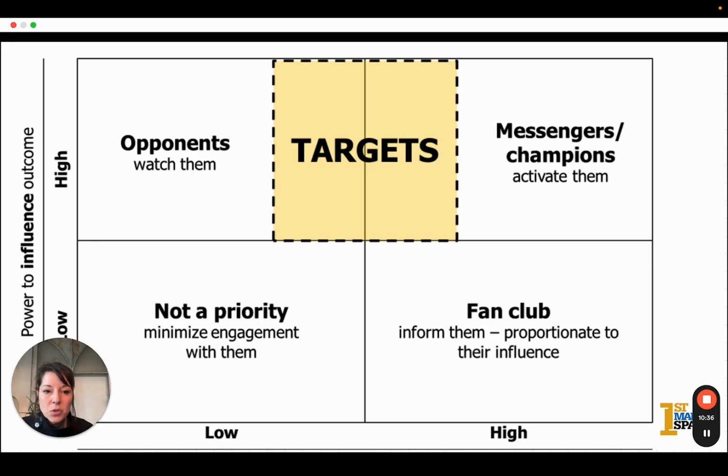The next section we'll look at is across the bottom, the people that are not a priority. These are low support, low influence. They may be in your building, but they don't really directly engage with the makerspace. That would just be specific to your building. If we move up across the top, the sections that we really want to focus on are the high support, high influence people. So from the list, we want to start to identify who our messengers and champions are.